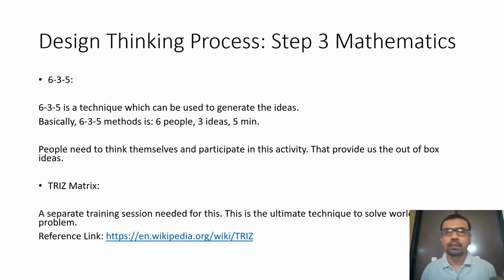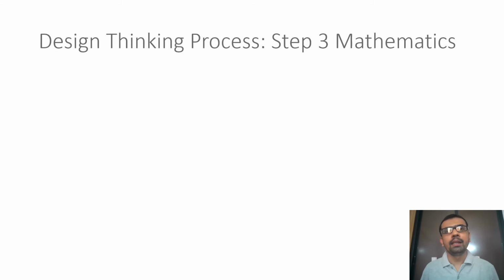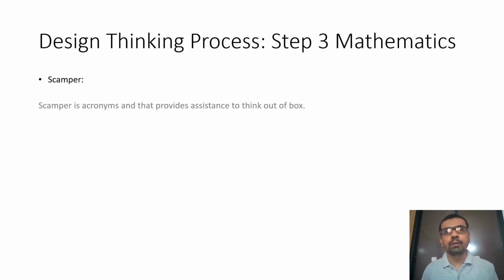But as of now, we can just refer to this. The TRIZ matrix can be used to get ideas or solve problems as well. And last but not least, maybe my all-time favorite, SCAMPER. SCAMPER is a technique where we can think out of the box about any problem. SCAMPER is nothing but an acronym, and for each letter of the acronym we need to ask questions, get the answers, and evaluate them one by one.